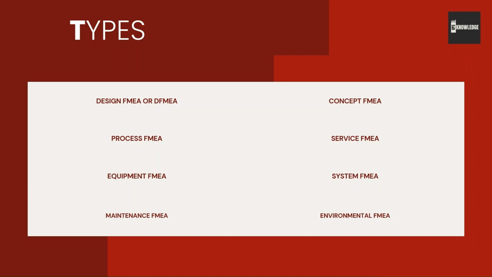Of these 8 types, only 2 types are quite frequently used in industry. Those are design FMEA or DFMEA, and process FMEA or PFMEA. Let's go to the next slide and understand about the criteria for risk prioritization.